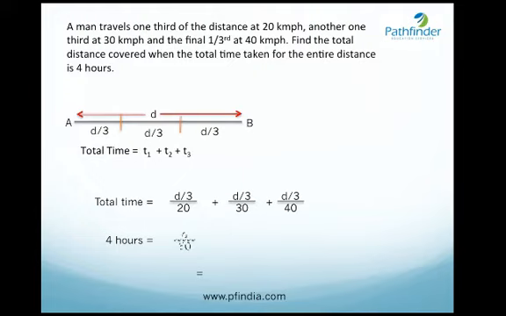Rewriting the above equation, we have 4 hours, which is the total time, is equal to d by 60 plus d by 90 plus d by 120. On solving this, we get d is equal to 360 into 4 divided by 13.